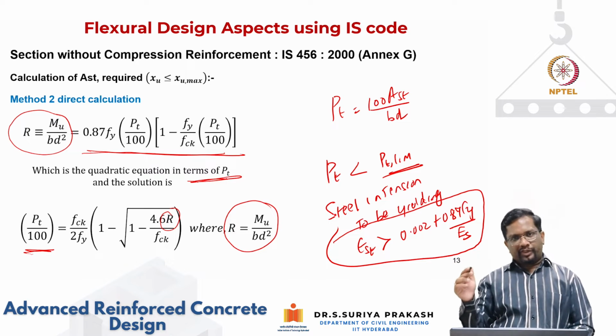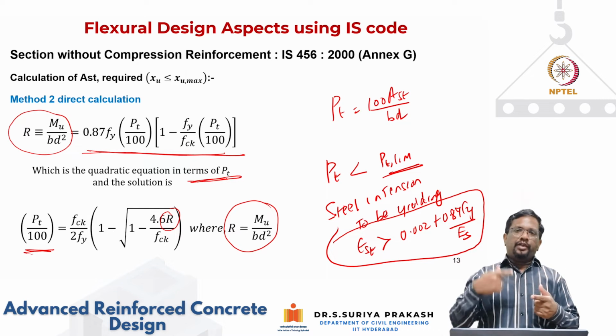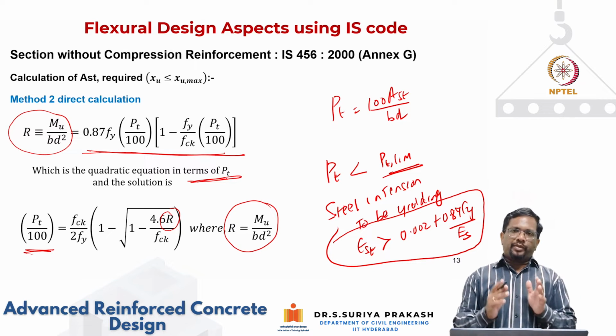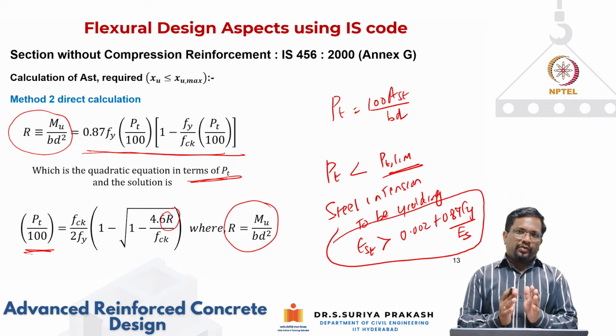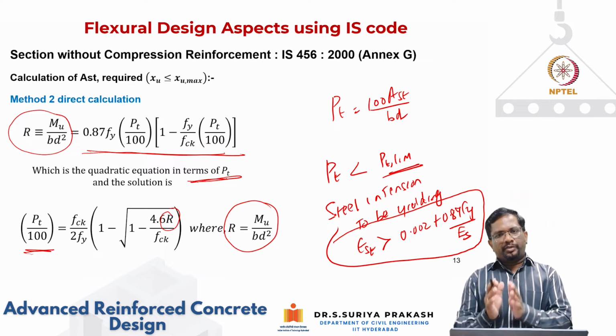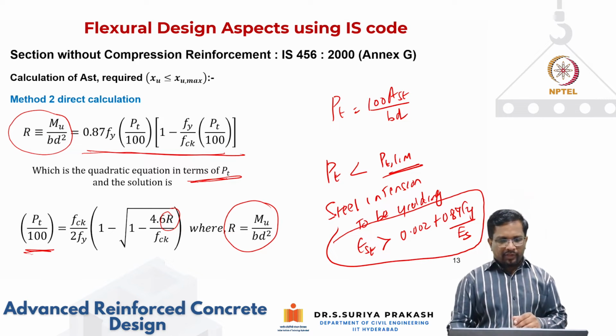So for an over-reinforced section, if you are doing capacity calculations, you have to use the strain compatibility approach and do it in an iterative way. This kind of simple quadratic equation can be derived only if your amount of steel is less than Ast limit, or pt is less than pt limit, or when Xu is less than Xu max. So please keep that in mind.